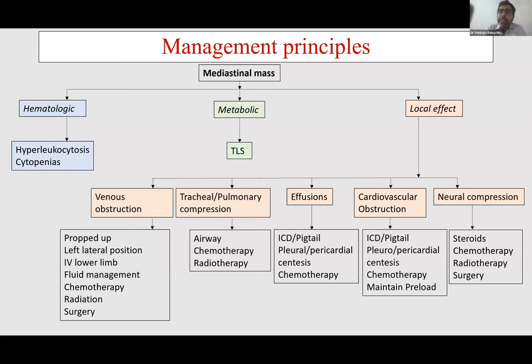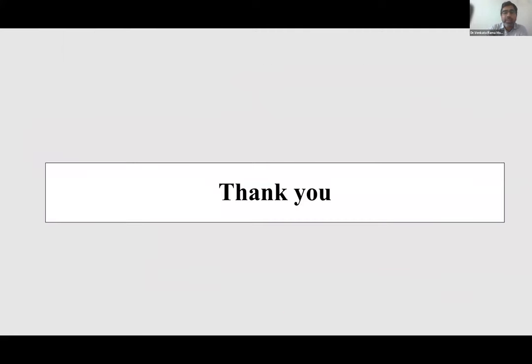Moving on to the management of effusions, pigtailing or insertion of ICDs has both diagnostic and therapeutic value. For cord compression, we should quickly start steroids in the golden hour, and start emergent chemotherapy. If not responded, move on to emergent radiation and surgery. Thank you.